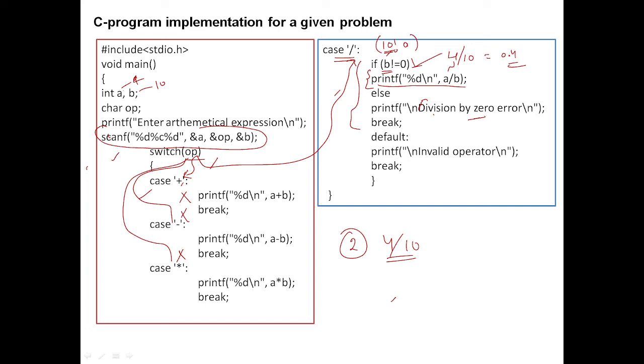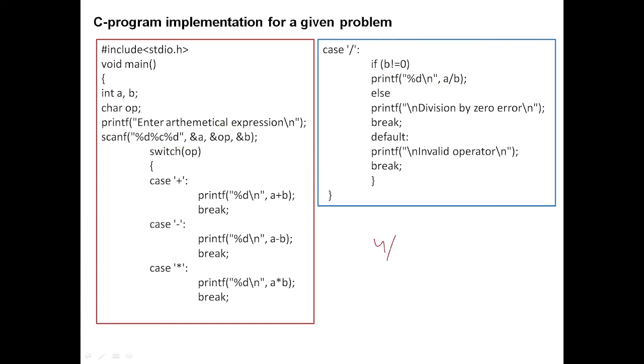Suppose I give an input of 4 divided by 0, then what happens? It will check here: what is the value of B? 0. Is 0 not equal to 0? No, this condition is false. False means the else will be executed, since 0 is equal to 0. So the division by 0 error will be displayed on the screen. Next, the program will be terminated right there.